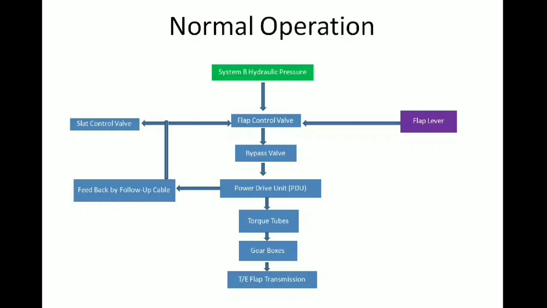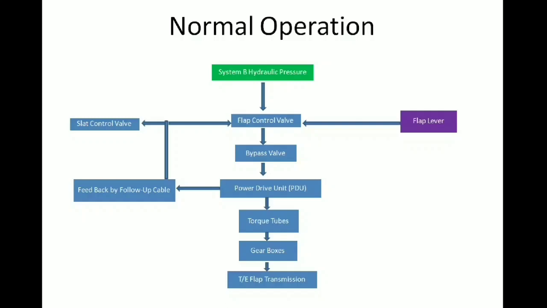Then we operated the flap lever. For example, if we moved it to number 1 position, it gives signals to the flap control valve through the cable and quadrant assembly. This opens the flap control valve and the hydraulic fluid goes to the power drive unit through the bypass valve. There is a hydraulic motor in the power drive unit which starts to operate. This operates the torque tubes, the gearboxes, and the transmission. The trailing edge flap is attached to the transmission and it starts to move.